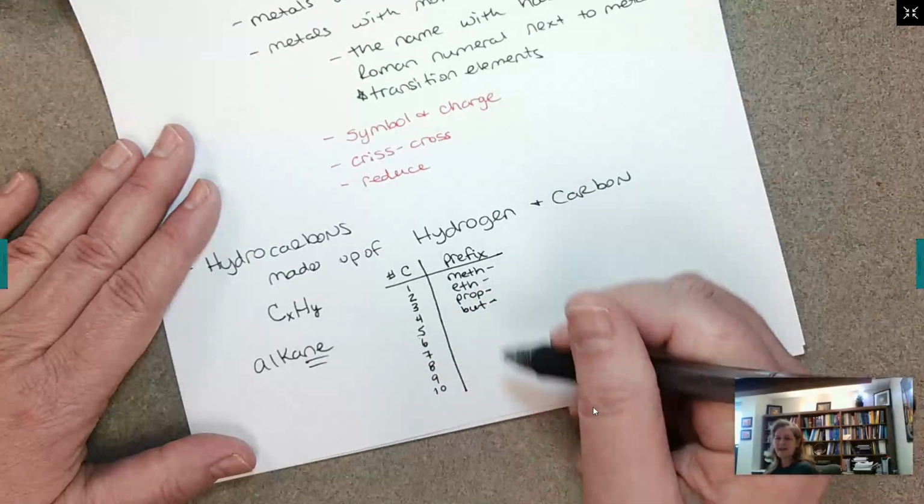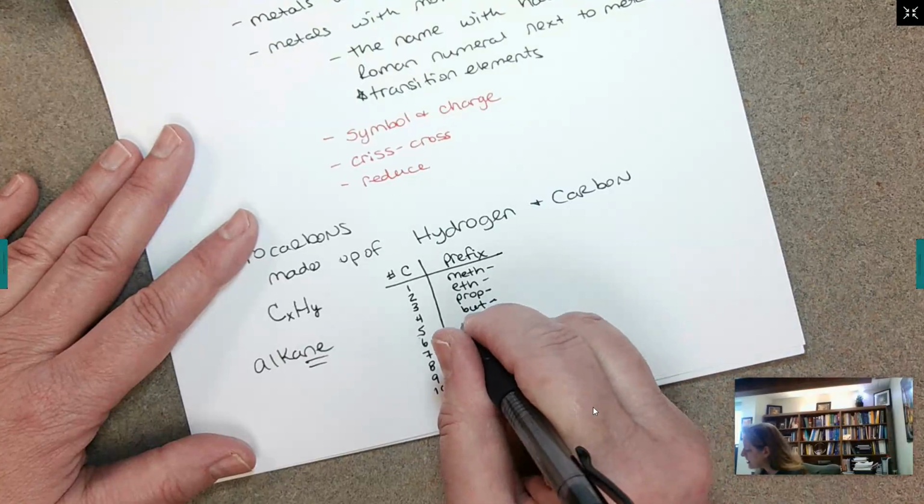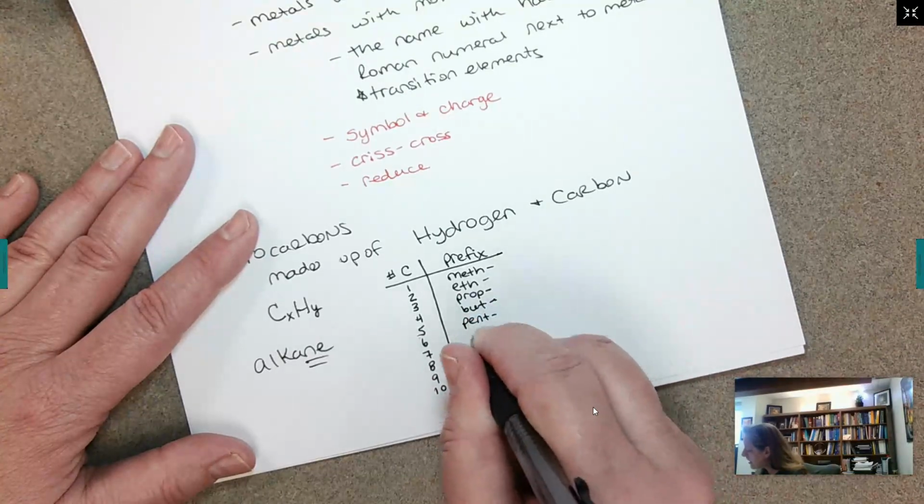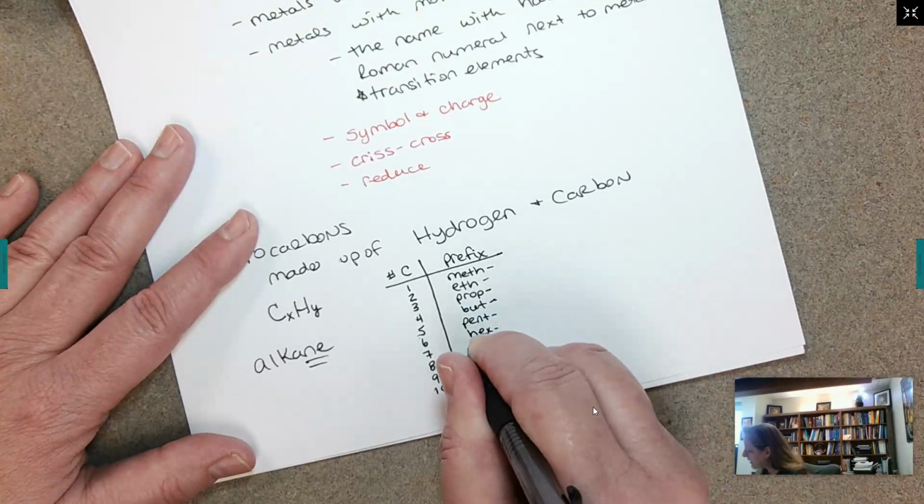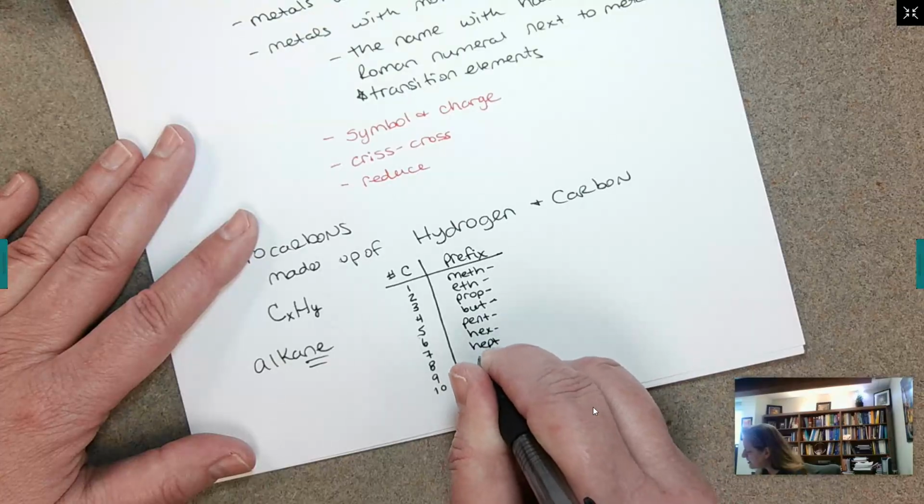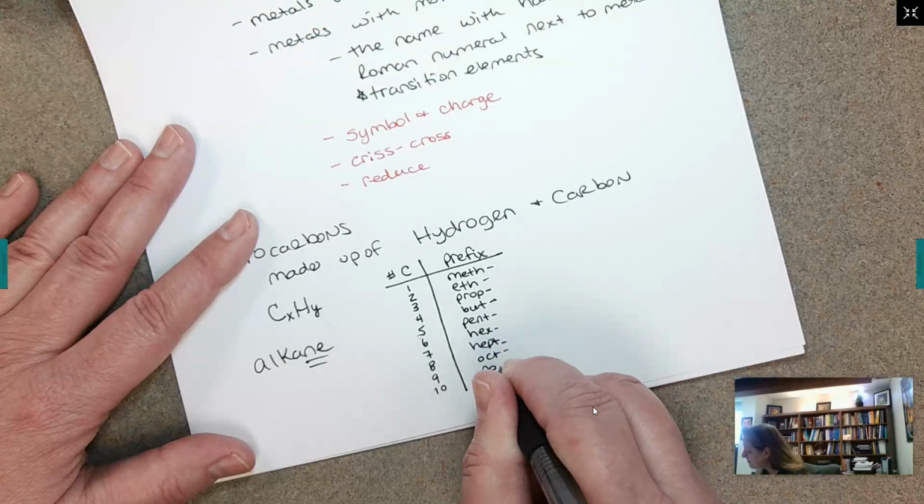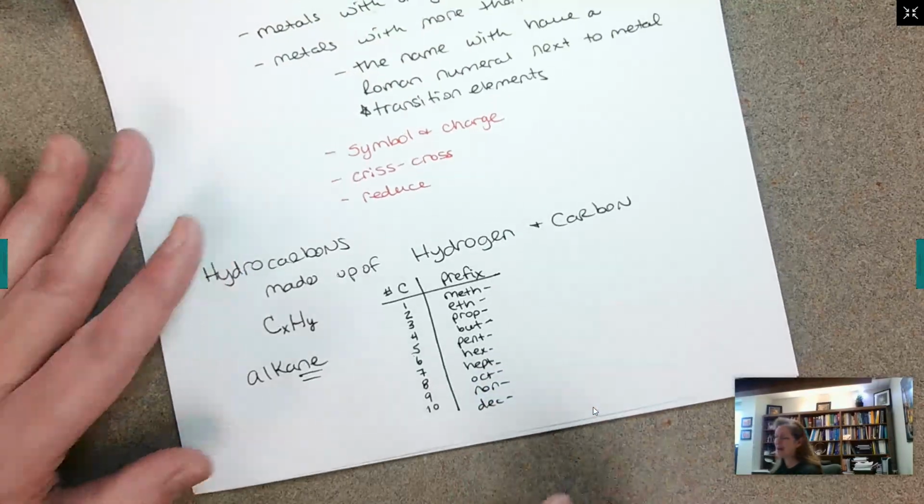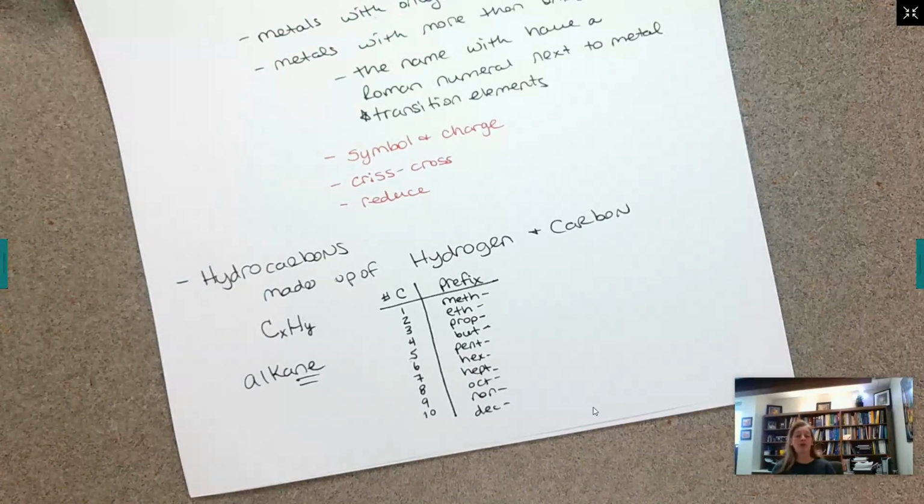Now, after that, it kind of follows the same as the Greek prefixes. You've got pent, hex, hept, oct, non, and dec. So after that, they kind of make sense. So that's how you come up with your prefix, is by how many carbons you have. Or if you know how many carbons you have, that's how you come up with the prefix.